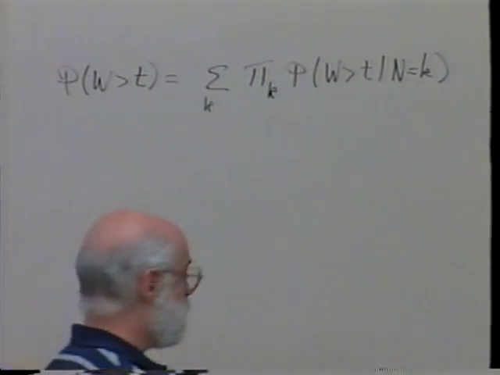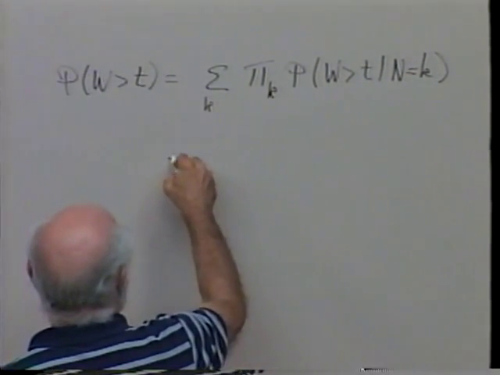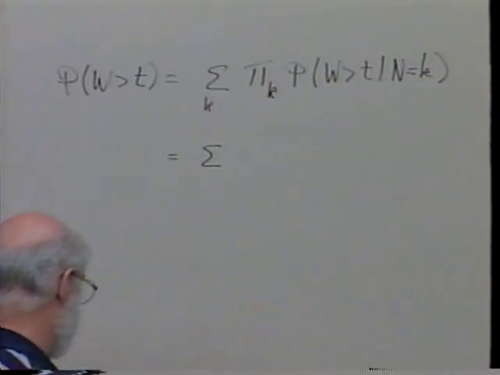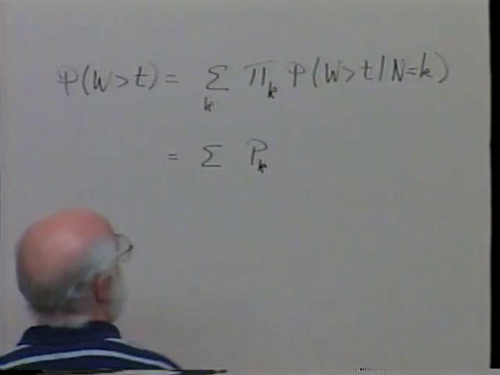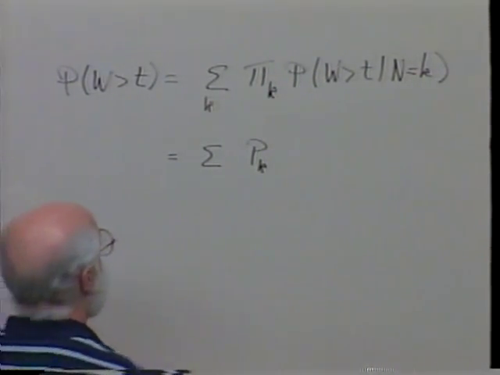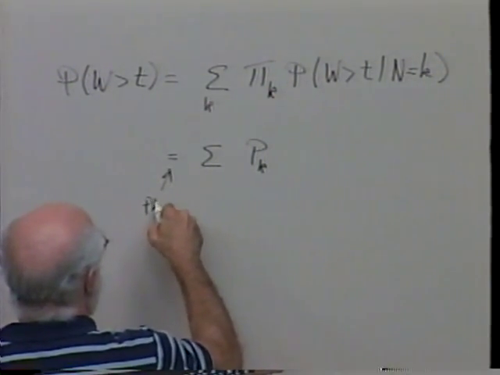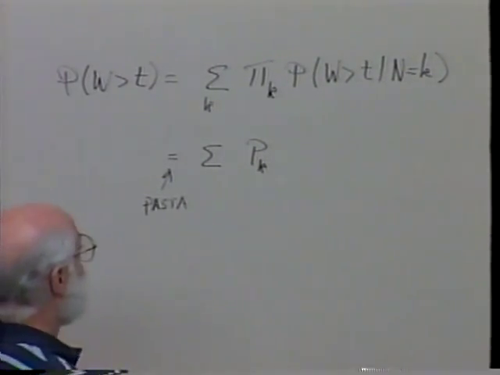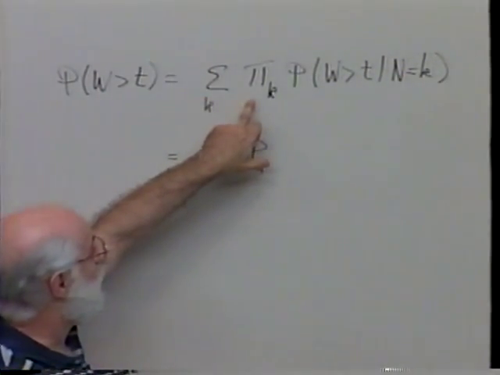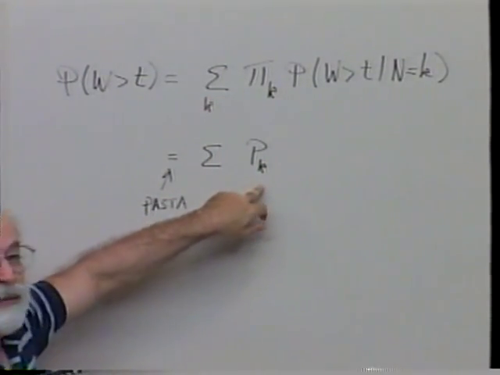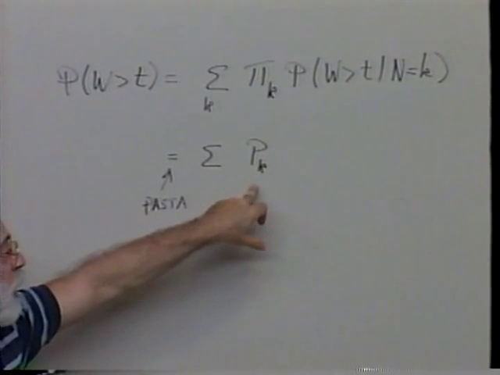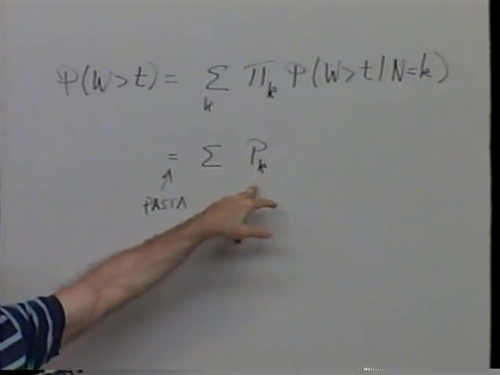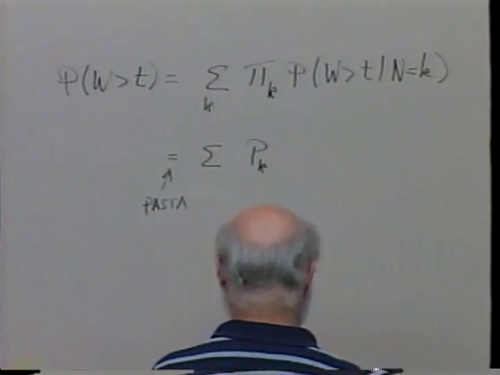Okay, the next step is to be a little bit more precise here. First of all, I'm going to replace pi k by p k. That's by PASTA. So this equal sign here is by PASTA, because the probability that the arriving customer finds k in front of him is equal to the probability that the outside observer sees the system in state k, because we have Poisson input. Okay, so that's that piece.